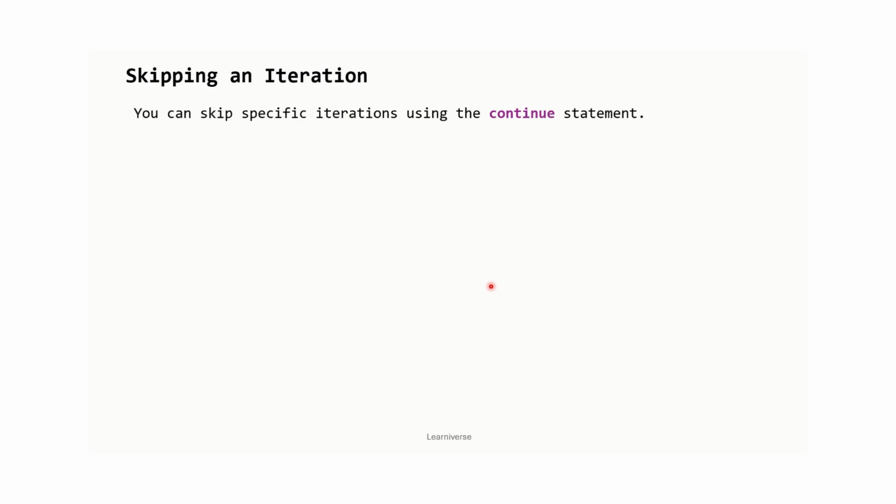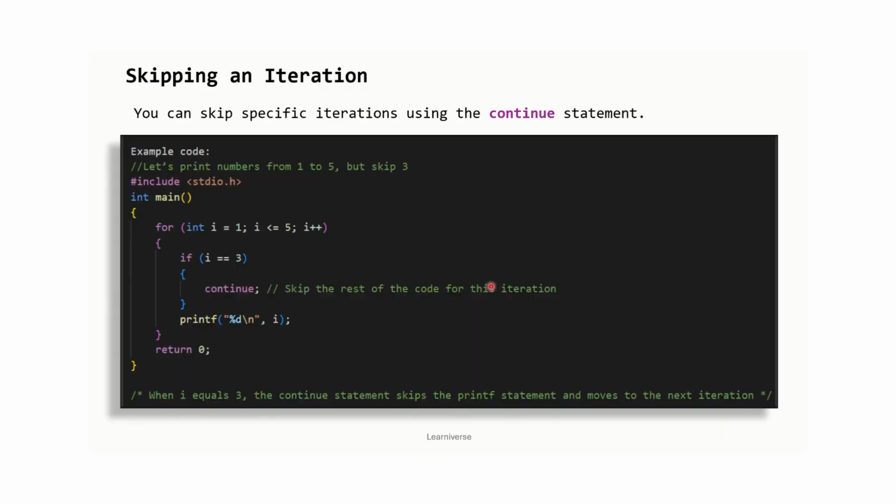So here you can skip specific iterations using the continue statement. Here I can show one example, where we have a for loop and also an if condition. Whenever i becomes 3, you continue, to skip the rest of the code for this particular iteration. So when i equals 3, the continue statement skips the print and moves to the next iteration. From here it will directly increment the value and check for the next condition.